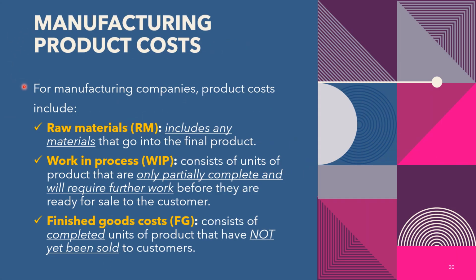For manufacturing companies, product costs include raw materials, work in process, and finished goods. Raw materials include any materials that go into the final product. Work in process consists of units of product that are only partially complete and will require further work before they are ready for sale to the customer. Finished goods cost consists of completed units of product that have not yet been sold to customers.